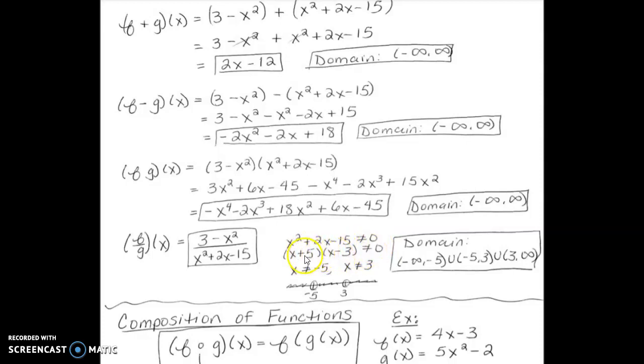So if this can't be 0, this one would mean x cannot be negative 5, and this one set to 0 would tell me x cannot equal 3. So if I have to exclude negative 5 and 3 from my number line, we again would get 3 intervals. Negative infinity to negative 5, union, negative 5 to 3, union, 3 to infinity.